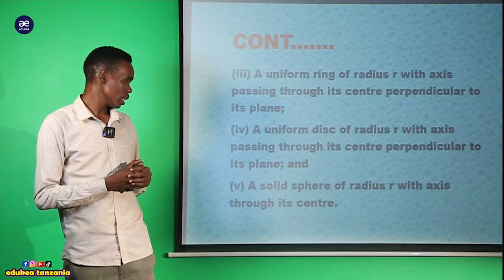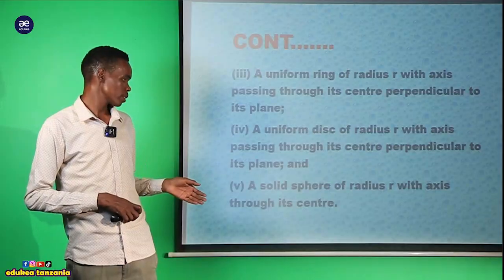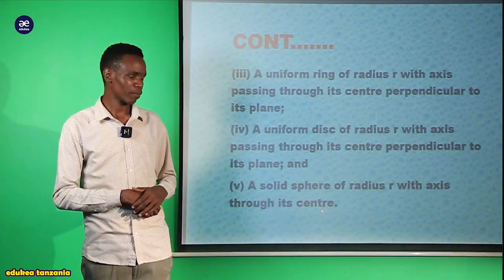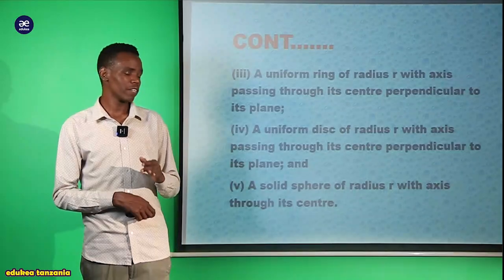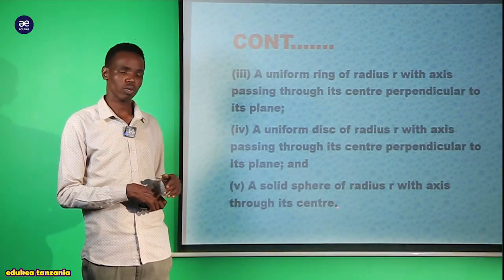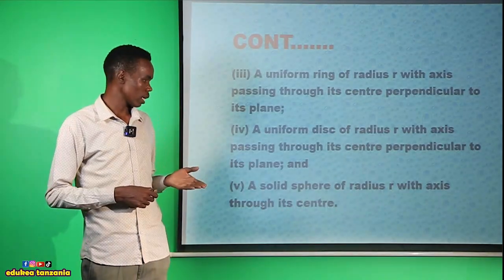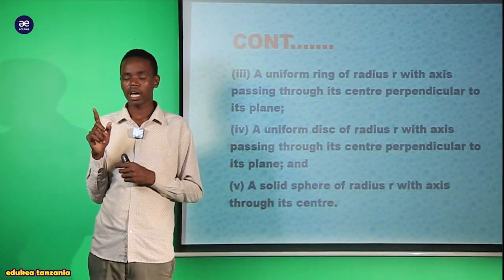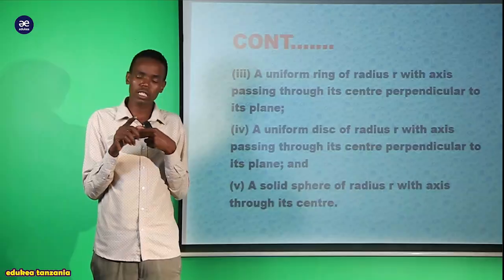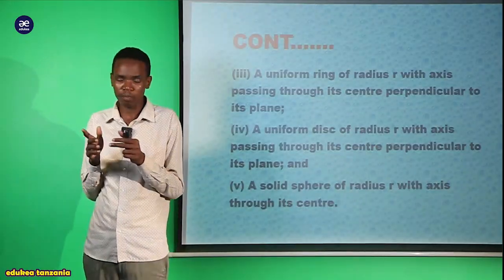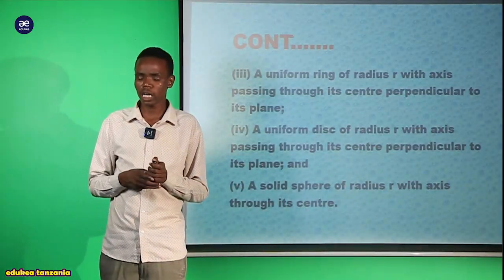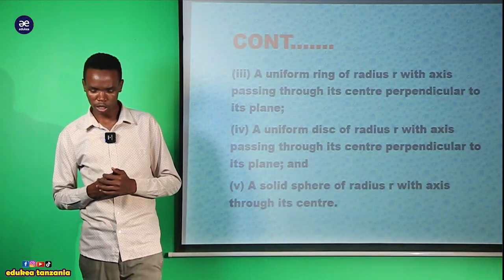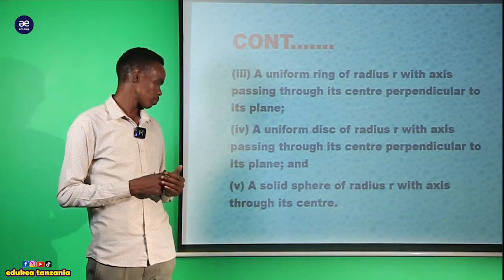But on Roman 5, we were supposed to assume we have a solid sphere, with radius r and axis through its center. Now we are going to look at a solid sphere. The solid sphere has radius r and is trying to rotate about an axis perpendicular to the plane. Now, how can we demonstrate the radius of gyration? This is what we have been asked in our question here, my dear students.